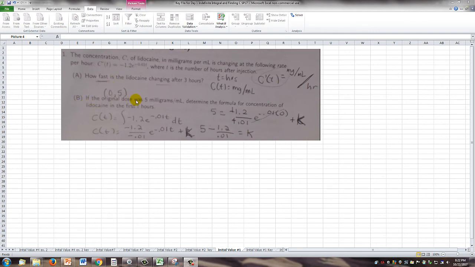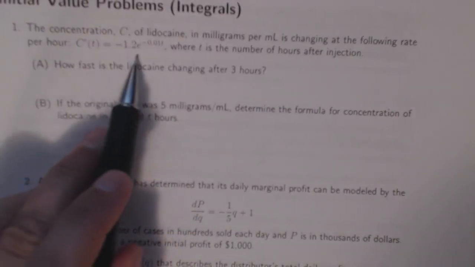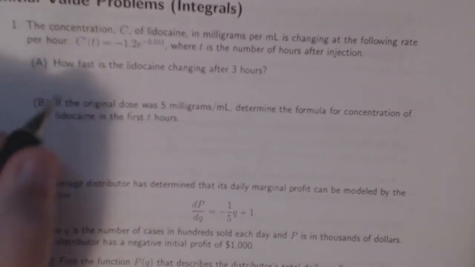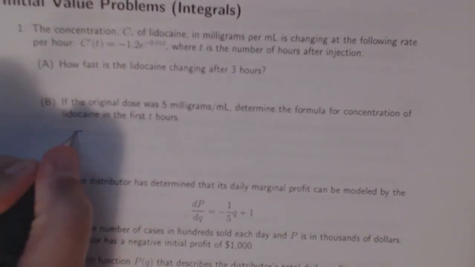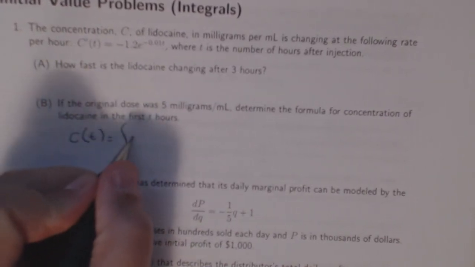B says if the original dose was 5 milligrams, determine the formula for the concentration of lidocaine. I need a concentration formula. Right now I have a change in concentration formula, but I need a concentration formula. So that concentration formula comes from integrating, finding the antiderivative of the rate of change formula here. So a couple of things to remember. This is an E function and we're given a derivative. So to get the antiderivative, we're going to take the integral of the derivative.